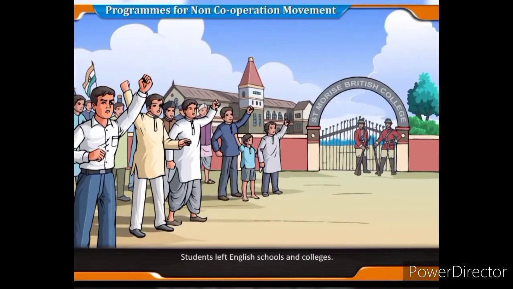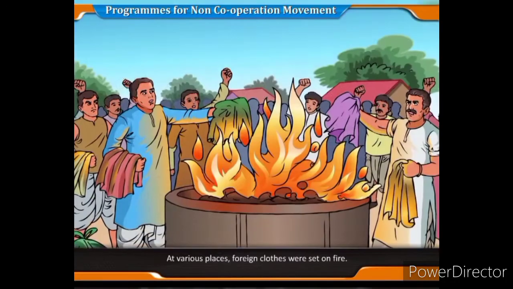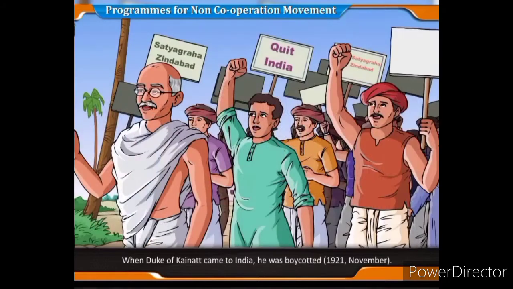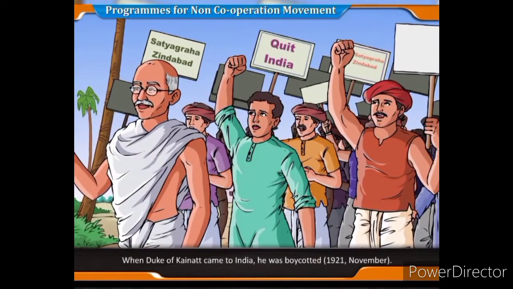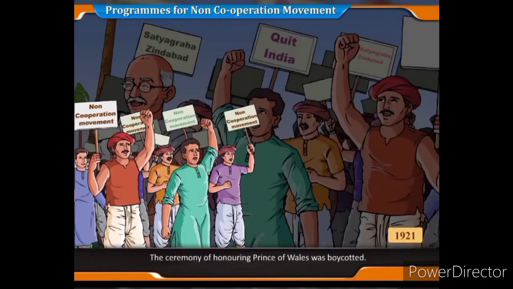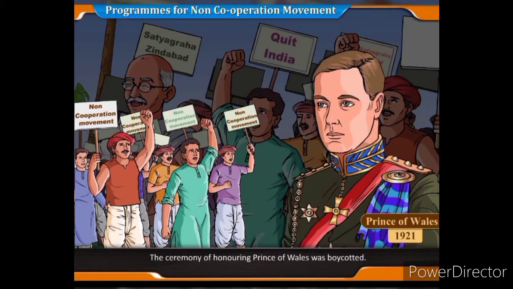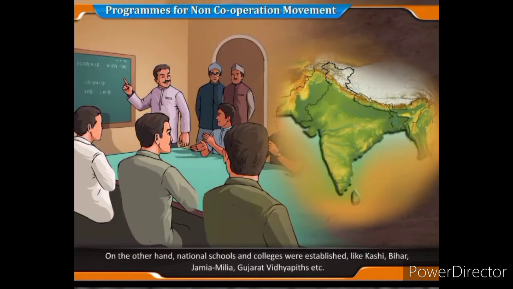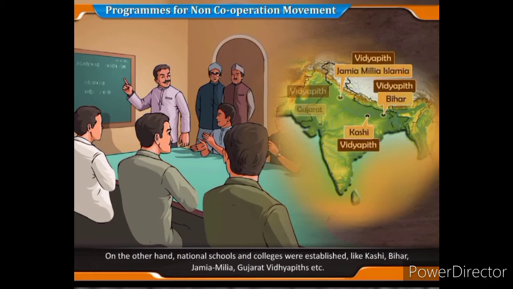Students left English schools and colleges. At various places, foreign clothes were set on fire. When the Duke of Connaught came to India, he was boycotted, in November 1921. The ceremony of honouring the Prince of Wales was boycotted. Such incidents created considerable national excitement. On the other hand, national schools and colleges were established, like Kashi, Bihar, Jamia Millia, Gujarat Vidyapeeths, etc.